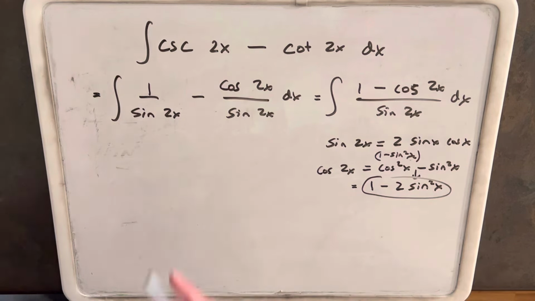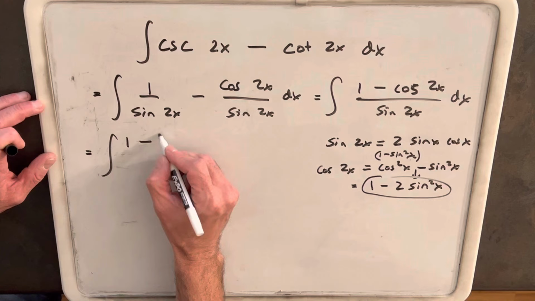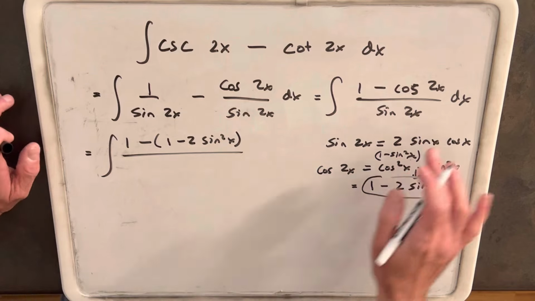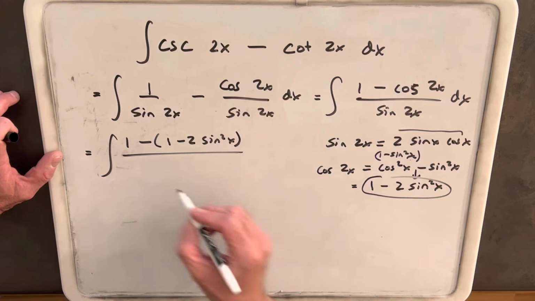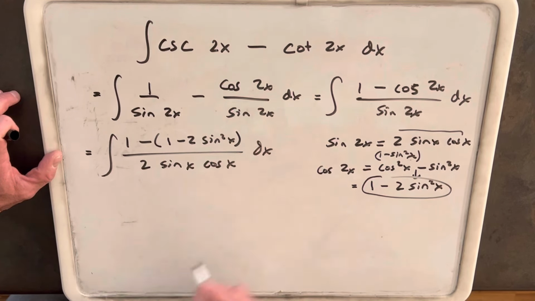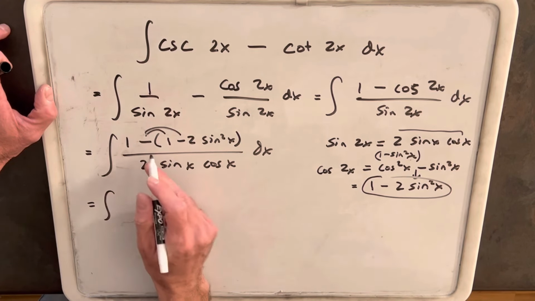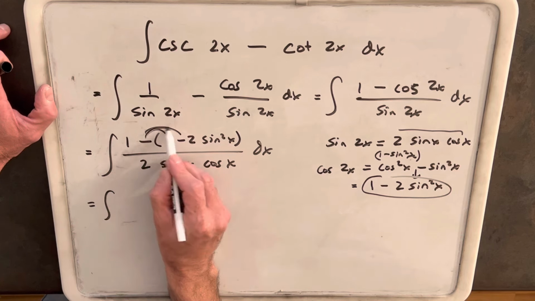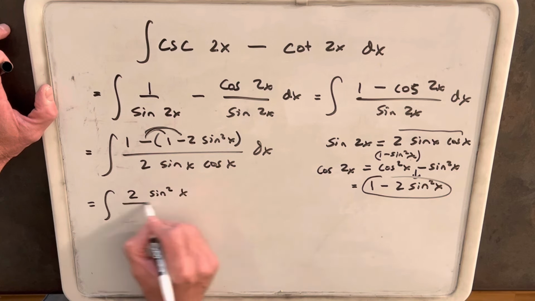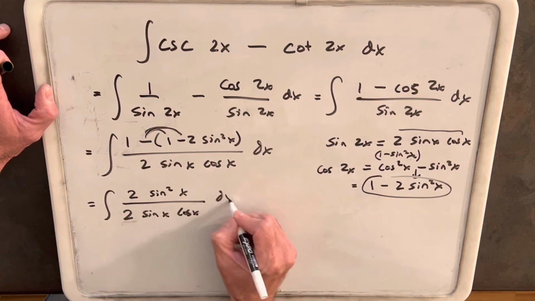So then we'll plug this in and rewrite this. We'll have 1 minus, for cosine 2x, we'll plug in 1 minus 2 sine squared x, all over, and for sine 2x, we'll plug in this piece, 2 sine x cosine x dx. Then we're just going to distribute this minus sign and simplify the numerator. So 1 minus 1 is going to be 0. Distributing here, we're going to have positive 2 sine squared x in the numerator, and we'll have 2 sine x cosine x in the denominator.